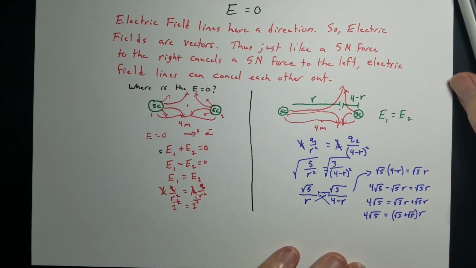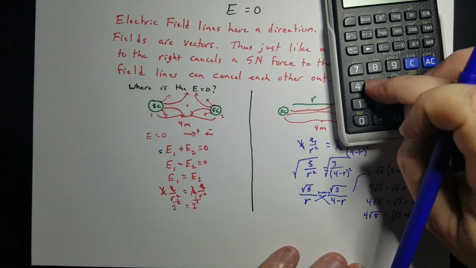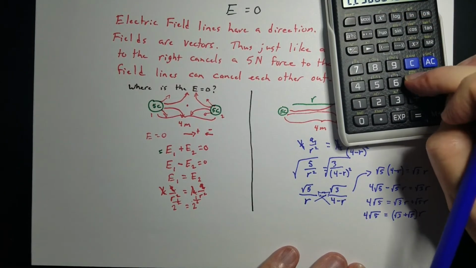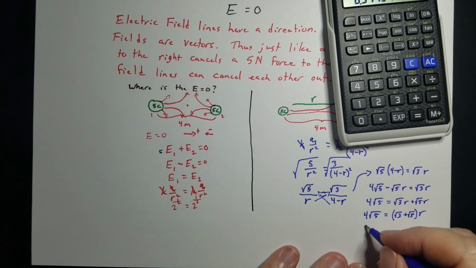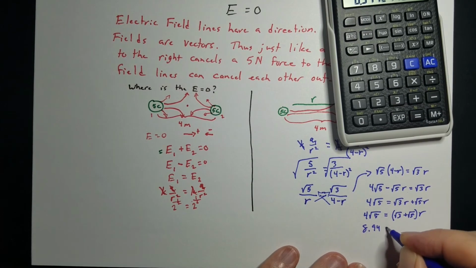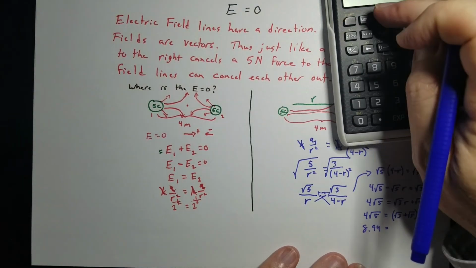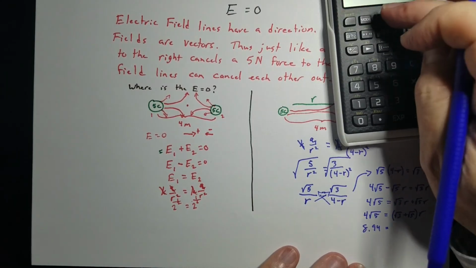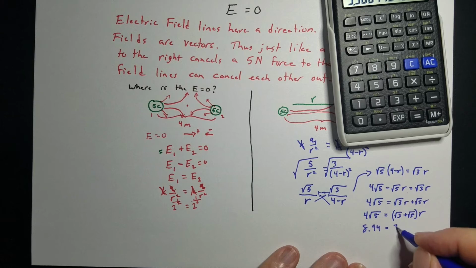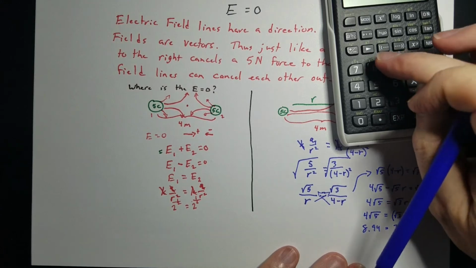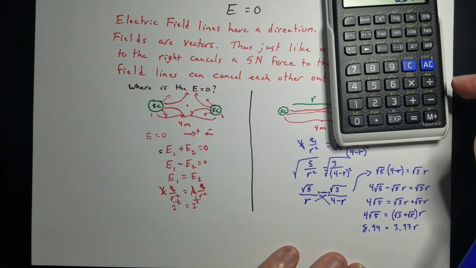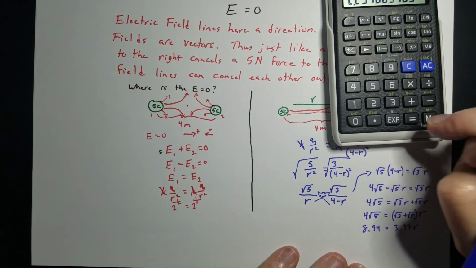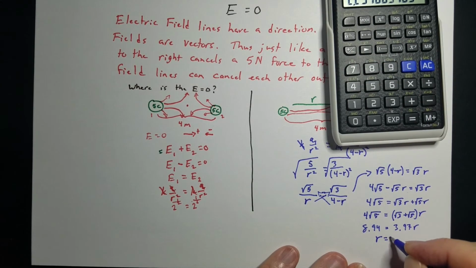And what I'm going to do is use the magic of calculators to figure out these numbers. So square root of 5 times 4 is 8.94. Square root of 3, whoops, wrong button. Square root of 3 plus the square root of 5 equals 3.97R. And then I want to divide by that 3.97. So 8.94 divided by 3.97 gives me a value of R of 2.25 meters.